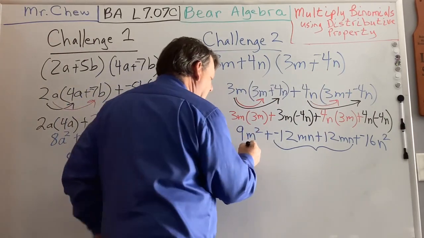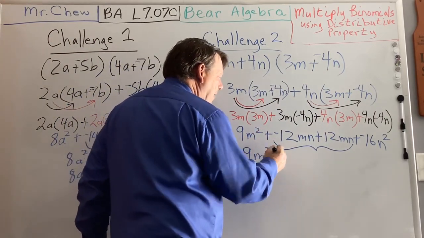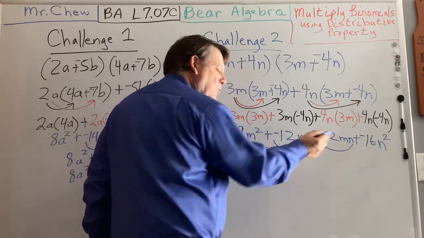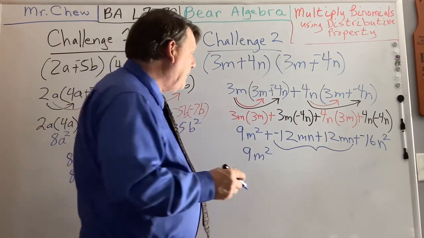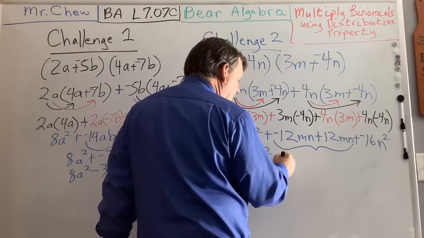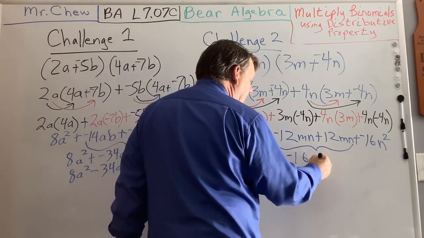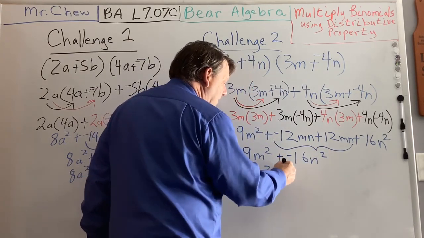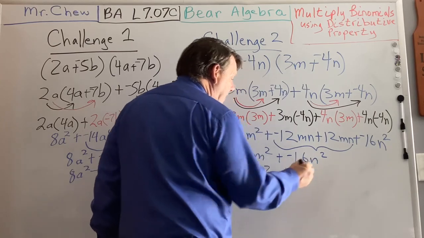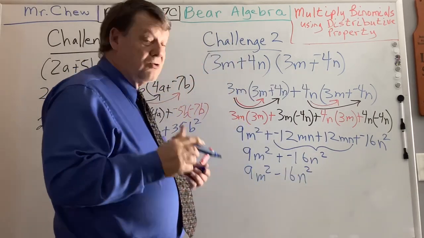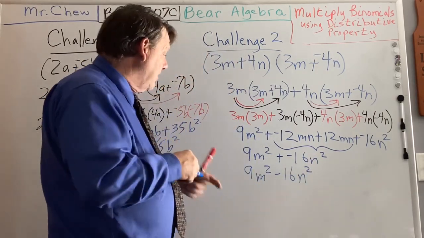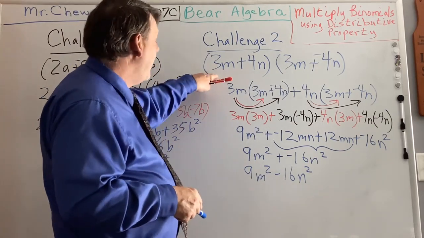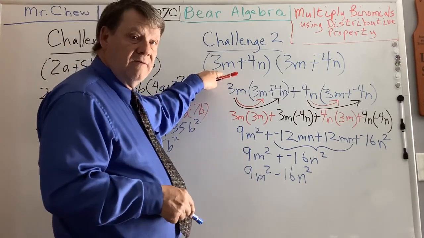So this ends up being 9m squared. And what is negative 12mn plus 12mn? Well, those are opposites and they go away, they cancel out. So it's plus negative 16n squared. And this is a special case that we do in chapter 8. And there is a shortcut to factoring this when you're reversing it, which is Unit 8, reversing these.